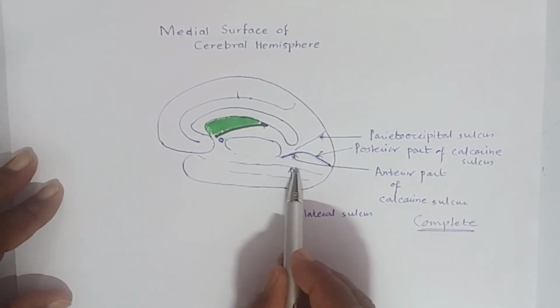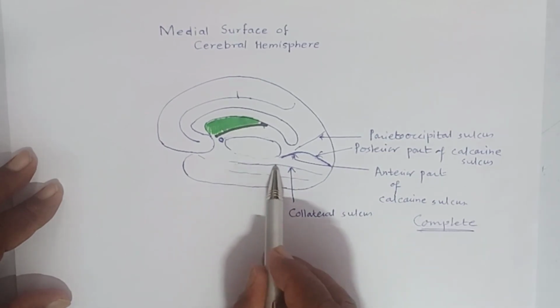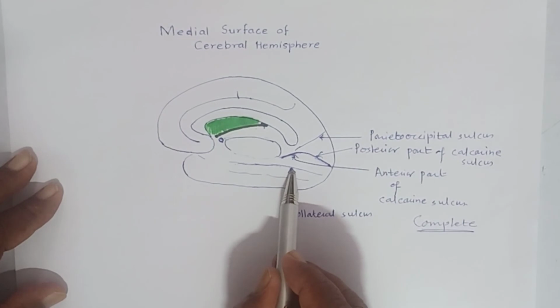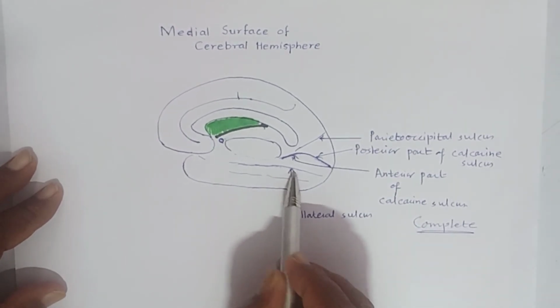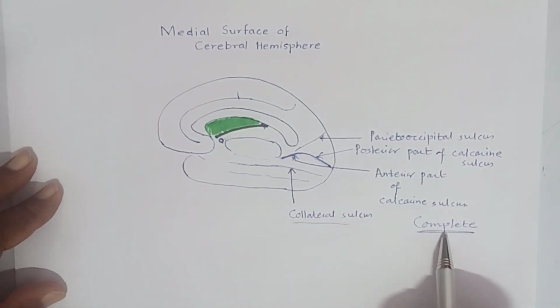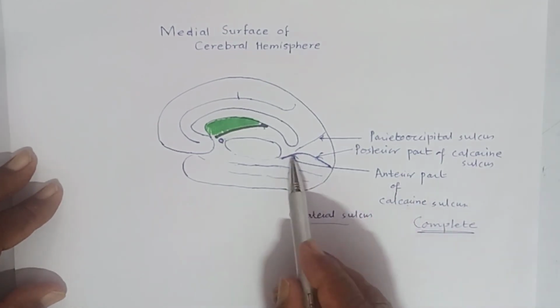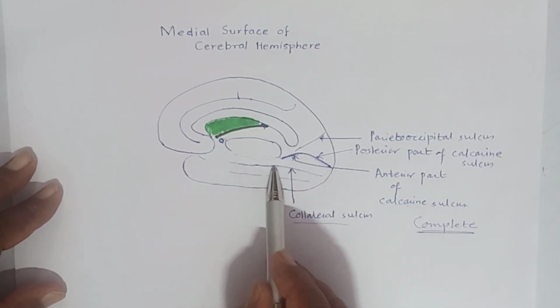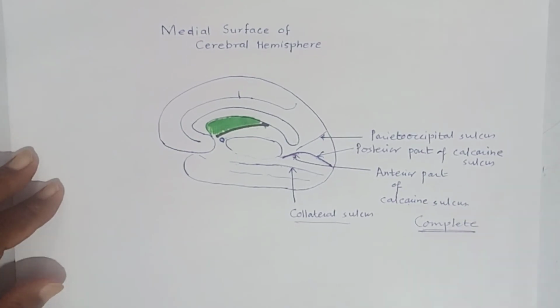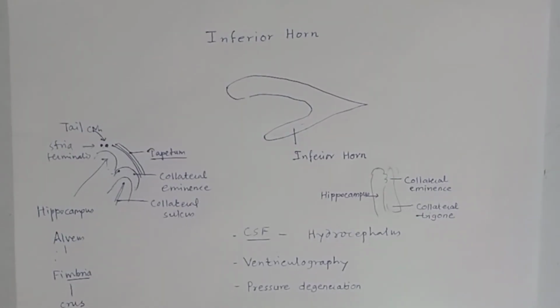We can also see the collateral sulcus on the inferior side. Collateral sulcus pushes the white matter in the inferior horn. So it is also an example of complete sulcus. So anterior part of calcarine sulcus and collateral sulcus, these two sulci are examples of complete sulcus.